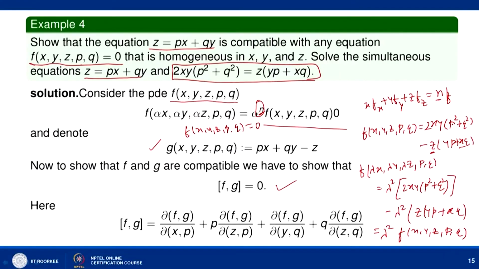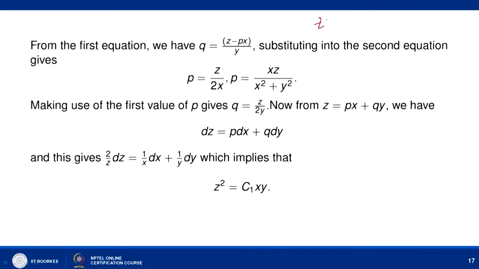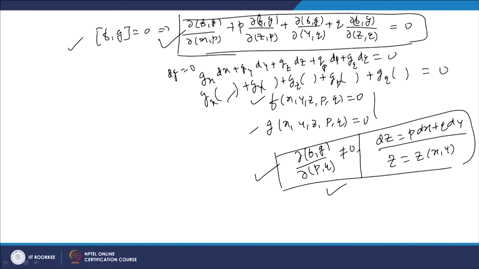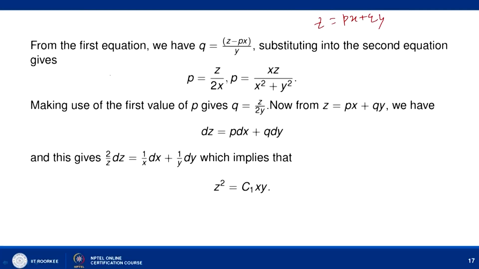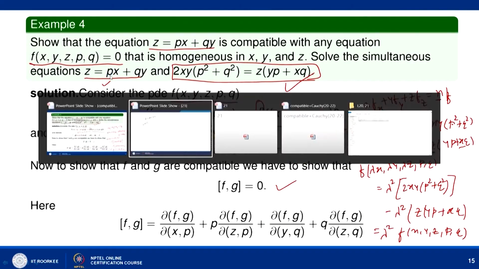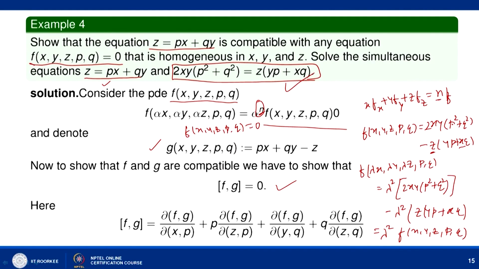Now, we want to show this for a particular form of f, that is this, and z equal to p x plus q y. Compatible means we can find one common solution. So, let us try to find one common solution here. Let me do it on a separate page. Here we have z equal to p x plus q y, and the second equation is 2 x y (p square plus q square) equal to z (y p plus x q). I hope I have written it correctly.